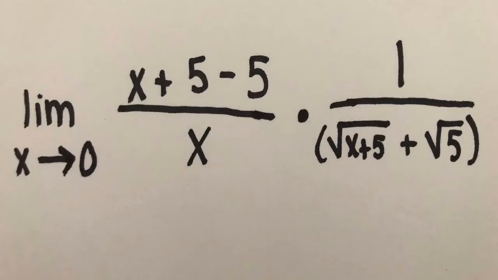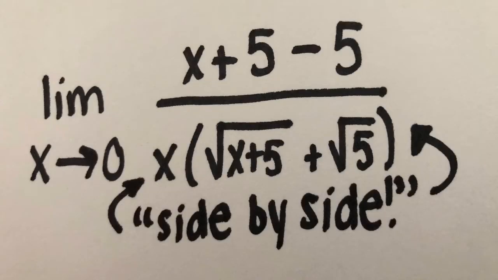We're not finished yet. After we have multiplied through the numerator, we must do the same with the denominator. Although we distributed each term in the numerator, the same process is not required in the denominator because we will later plug in 0 for x to take the limit. We can simply leave the terms in the denominator side by side. The fraction is now the limit as x approaches 0 of x plus 5 minus 5 all over x times the square root of x plus 5 plus the square root of 5.